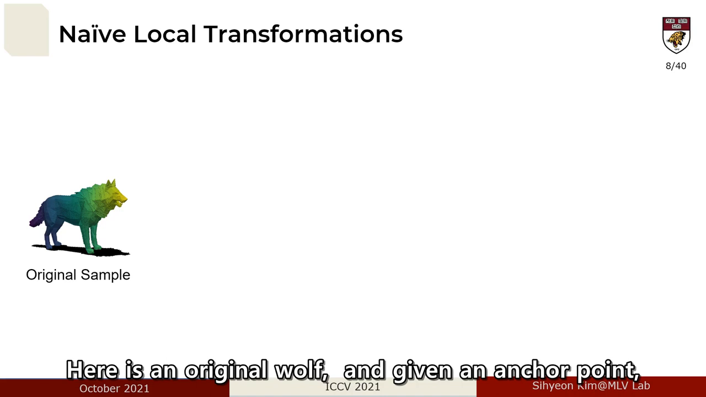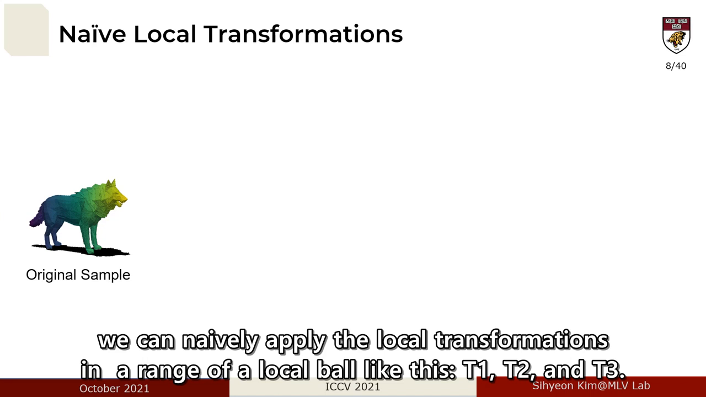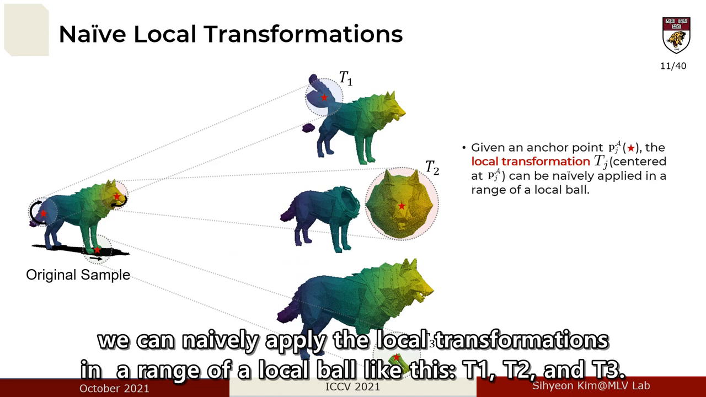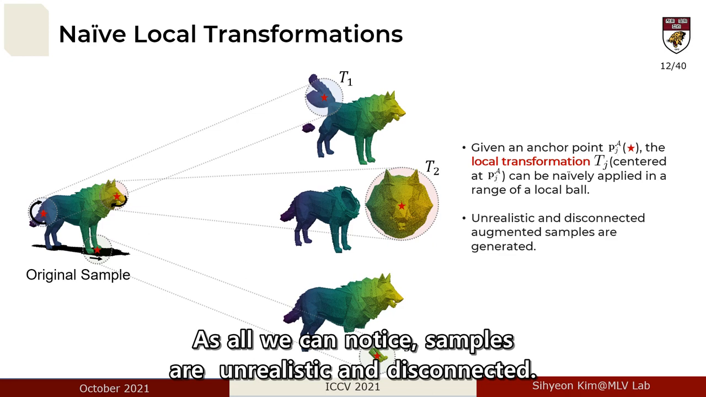Here is an original wolf, and given an anchor point, we can naively apply the local transformation in a range of a local ball like this, T1, T2, and T3. As we can notice, samples are unrealistic and disconnected.